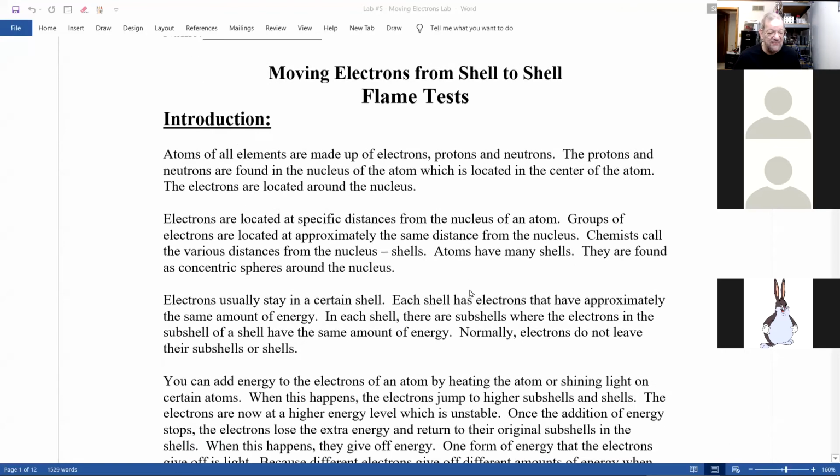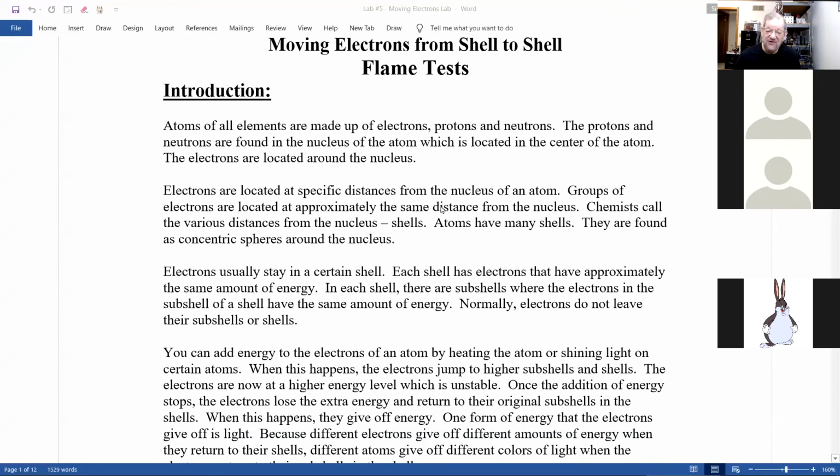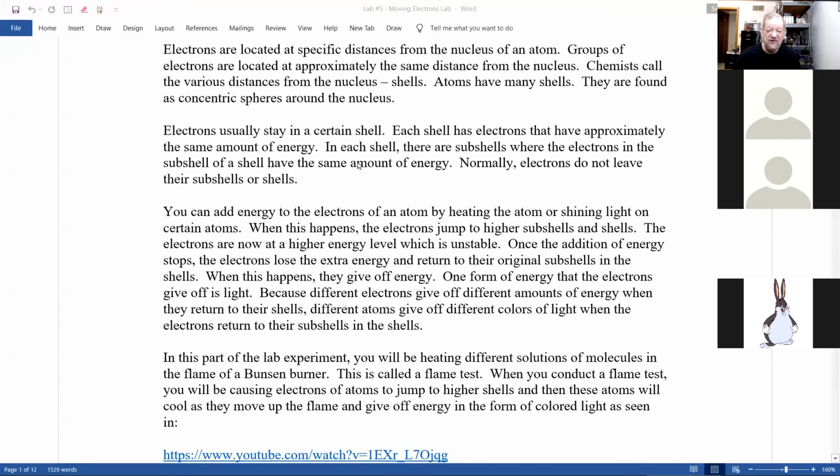And like I say, there's specific distance in the shells and they stay in a certain shell, but when you add energy, they go to another one. And when they go back to the original shell, they lose their energy, and one form of energy is light. Different electrons give off different amounts of energy when they return to their shells, which means you'll see different kinds of light being given off, the colors. And how can you see that?